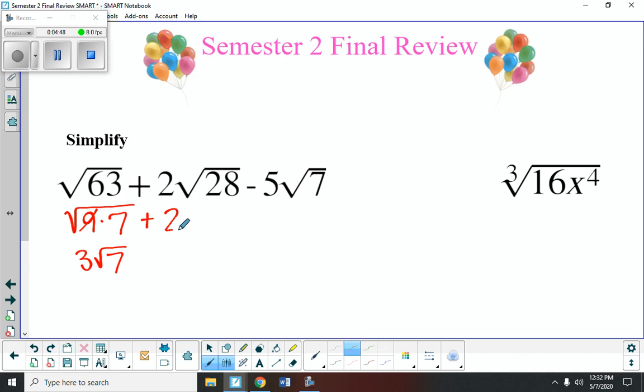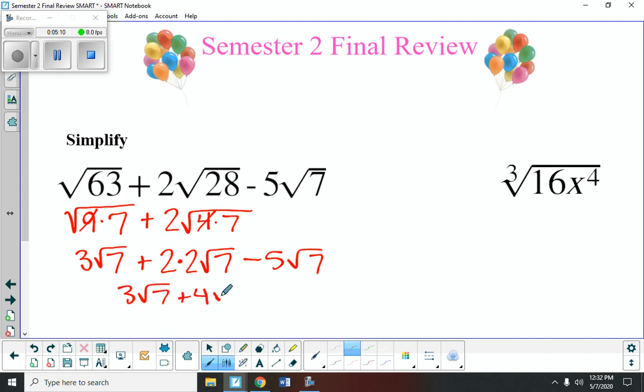All right, and then here you have to look at and say, okay, what goes into 28 that is a perfect square? Well, 4 does. So you have 2 here, and then the square root of 4 is another 2, and you have 7 right here, still underneath the radical. So that's 3 root 7 plus 4 root 7 minus 5 root 7. And now they all are root 7, so we add the coefficients in front. So 3 plus 4 is 7. 7 minus 5 is 2. So that would be 2 root 7 for my final answer.